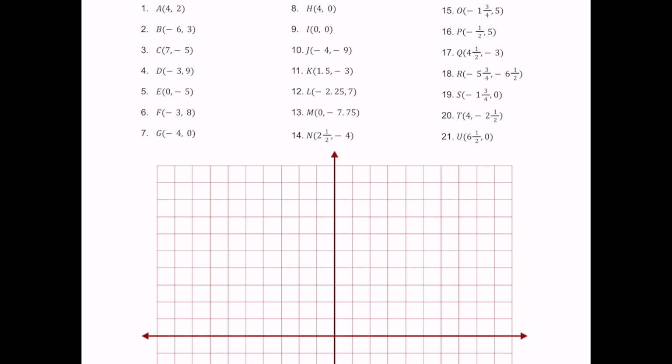So just from that, we're going to go ahead and plot point A over in this quadrant 1 location and label it as A. Okay.